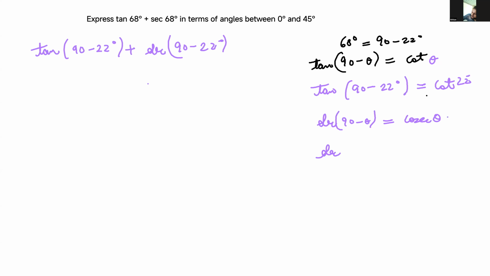So sec(90 minus 22) will become cosec 22. So I'll just write it like this: it becomes the co-function of 22 plus cosec 22. So I changed this 68 into the range between 0 and 45 degrees. So this has become 0 to 45 degrees, no? It's coming in between 0 to 45 degrees. Understood, guys? No.